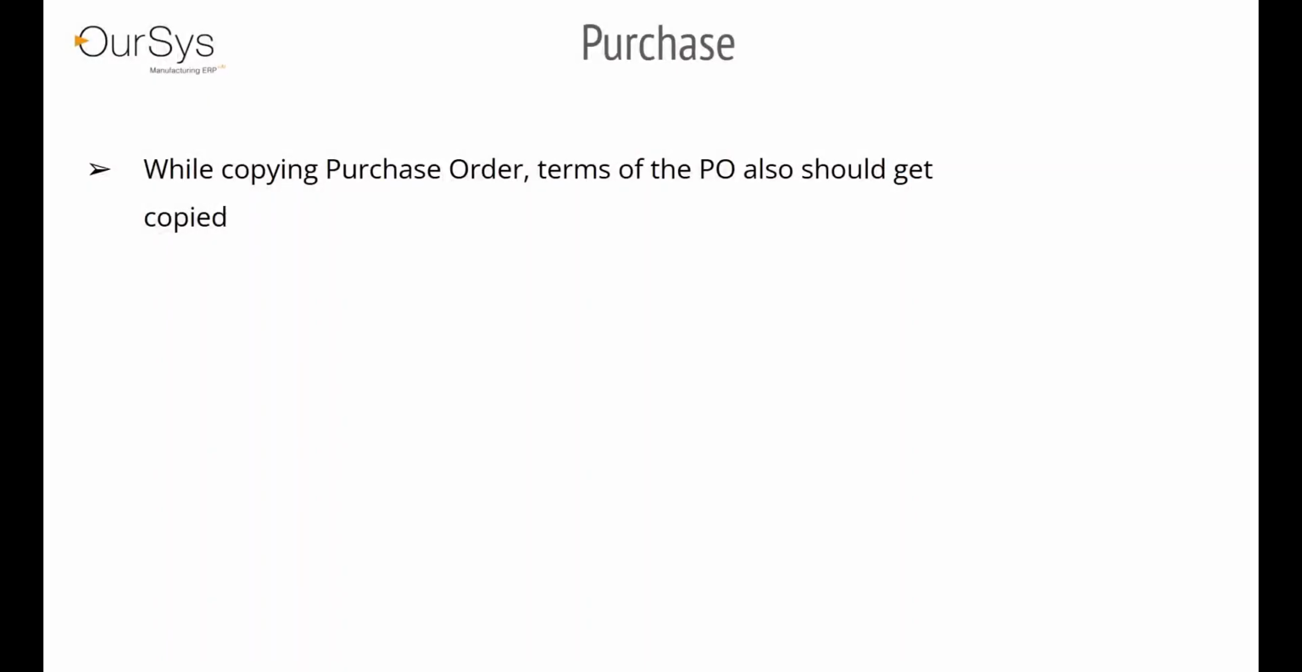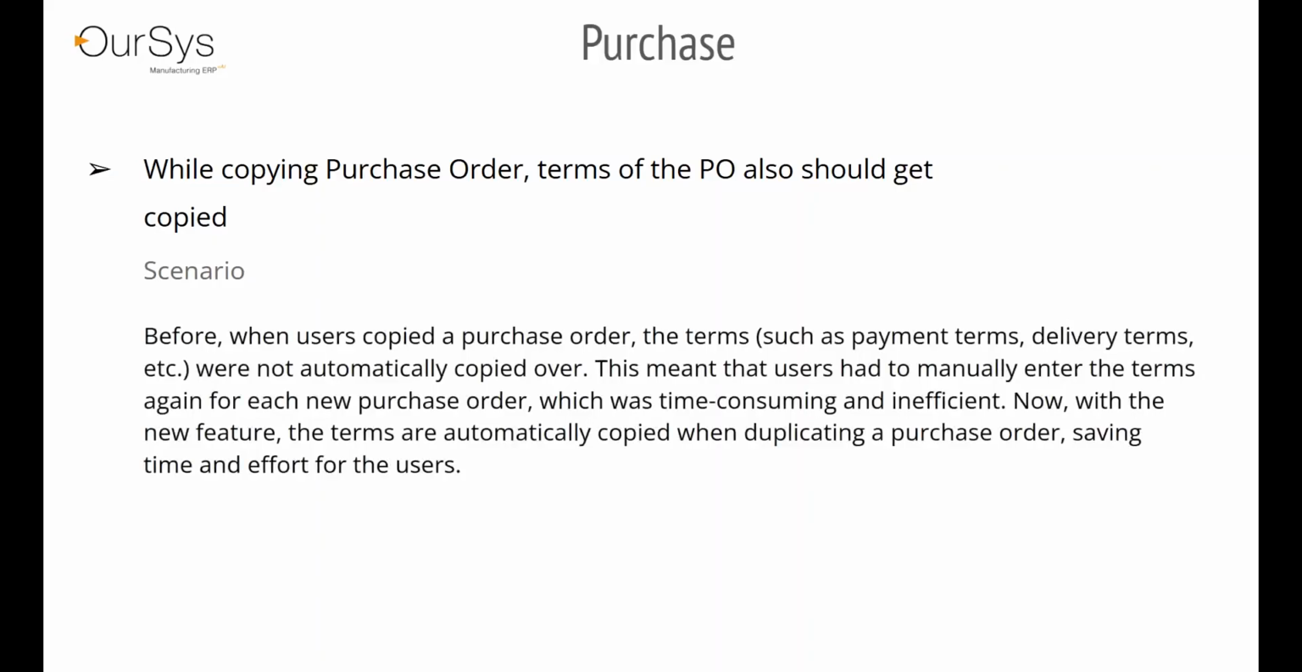While copying purchase order, terms of purchase order should also get copied. Previously, when a user copied any purchase order from the system, the terms and conditions mentioned in the purchase order terms wouldn't get copied automatically. This means users had to manually enter all the terms that they had updated in the previous purchase order. This was a very time consuming task.